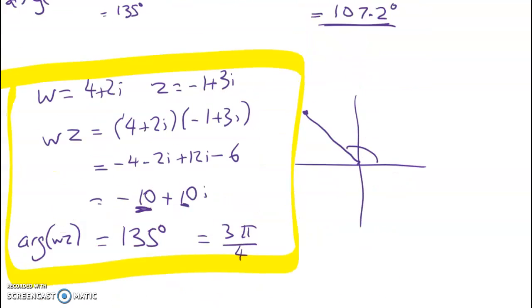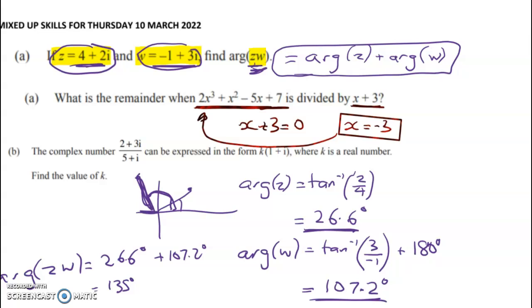And just one more question before I run away to staff briefing. This is a complex number, and this can be expressed in this form where k is a real number. So what I'm going to do here is multiply the top and bottom by the conjugate of 5 plus i.